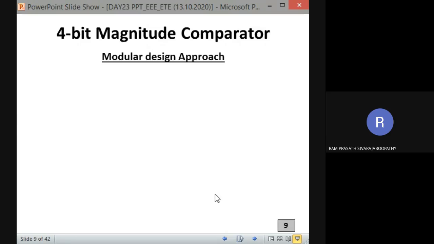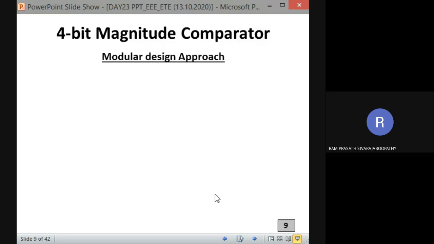Up to 6 variables you can go for K-map. ஆனா நம்ம கிளாஸ்ல டீச் பண்ணதும் 5 வேரியபிள் வரைக்கும் தான் கிளாஸ்ல டீச் பண்ணியிருக்கோம். கரெக்டா? ஸோ 6 வேரியபிள் போனா இன்னும் கஷ்டம் தான். பட் 7, 8லாம் போறப்ப it will be very very difficult. So up to 6 variables you can go with K-map. Fine. So modular design approach.